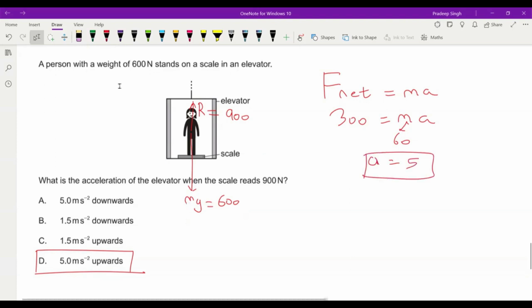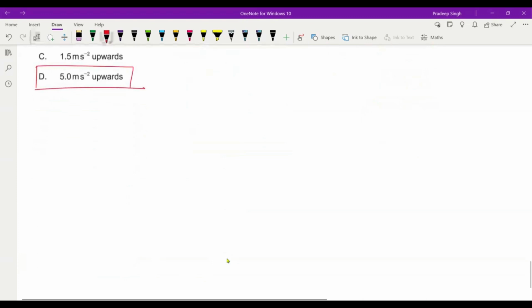So the magnitude is 5, but since you have a 900 going up, that's why this entire elevator is actually going up, because the upward force is greater than the downward force. That's why D. Makes sense? I have written a couple of formulas for tension when it comes to an elevator. When it goes upwards, usually you use mass into g plus a.